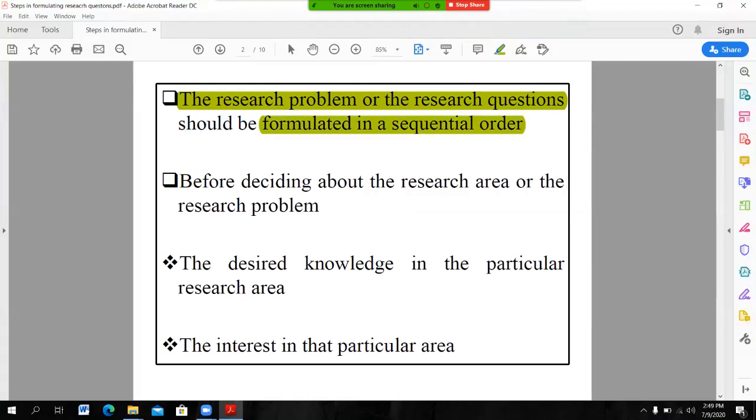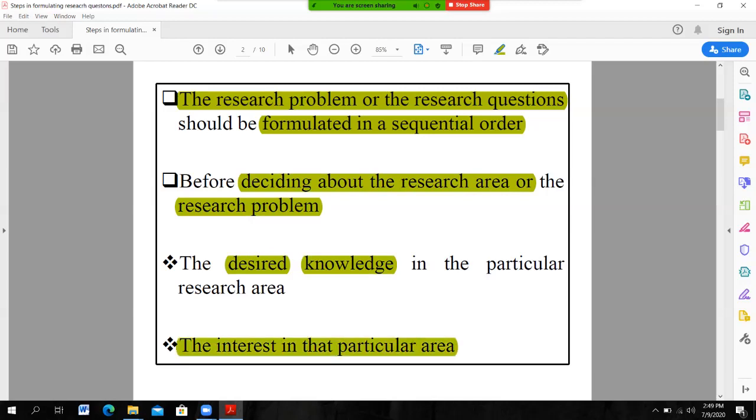This means that there are various steps involved while a researcher selects a research problem. But it is important that before deciding about the research area or before formulating a research problem, two things are very important. One, have the desired knowledge in a particular area. Second, the interest of the researcher in that particular area. So these two points are very important for the researcher.